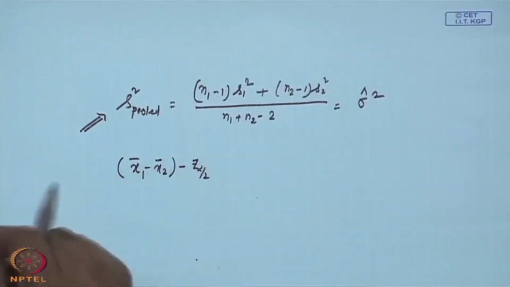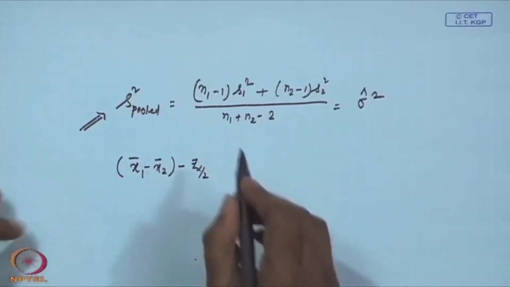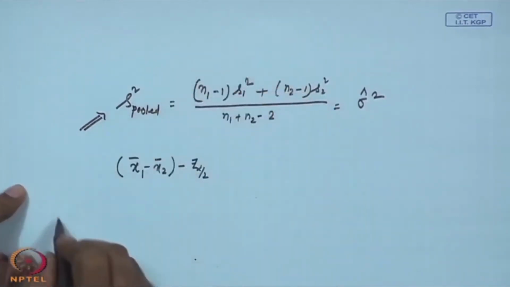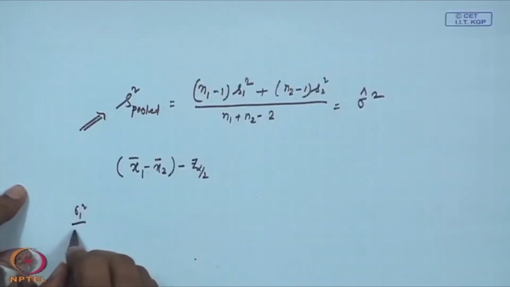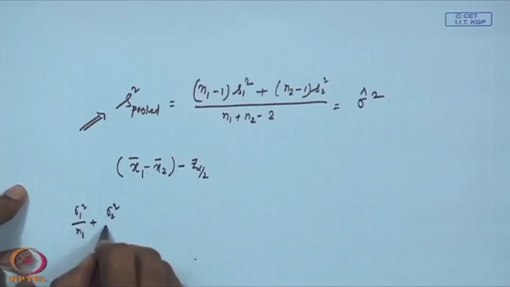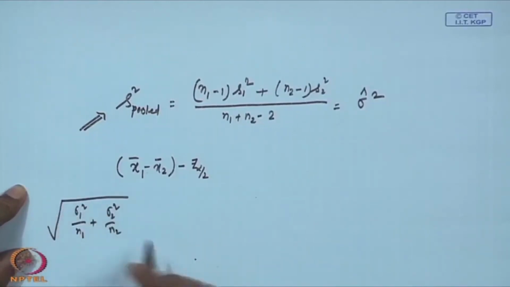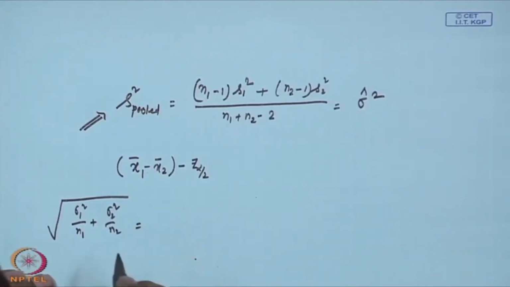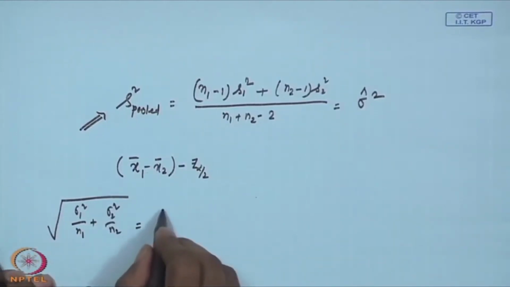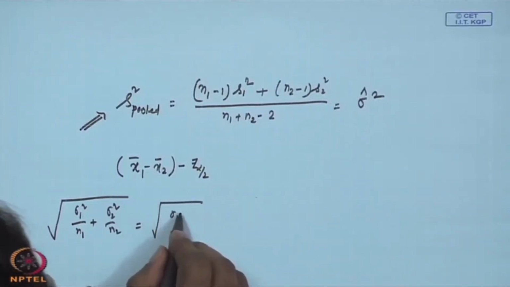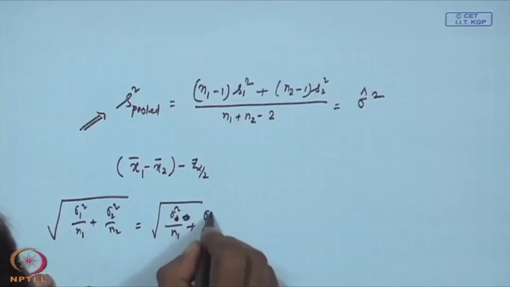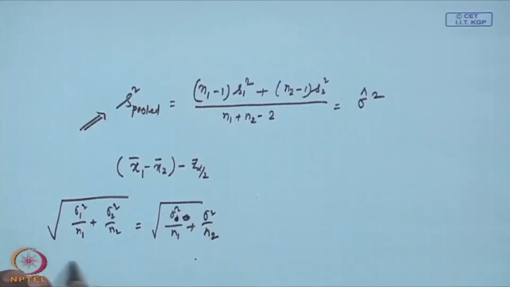Then the variance, what have we written in the earlier case? We have written sigma 1 square by n1 plus sigma 2 square by n2, then square root. Fine. Now, what is happening here? Here sigma 1 equal to sigma 2. So, I can write this as sigma square by n1 plus sigma square by n2. This is nothing but sigma will come out, and 1 by n1 plus 1 by n2.